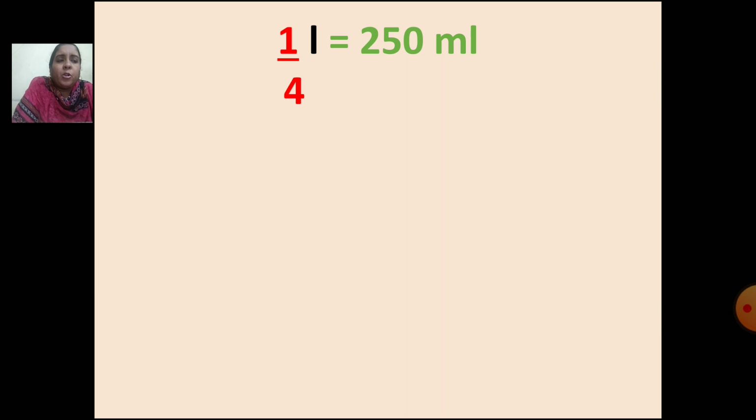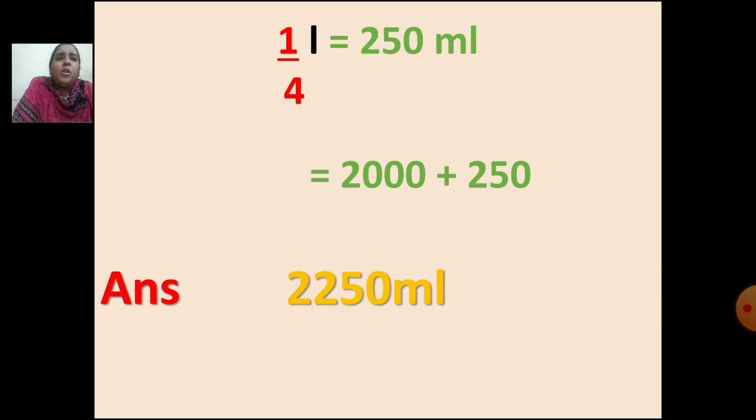And then what will you do? You will add 2000 plus this 250. And what answer will you get? Answer is equal to 2250 ml. That is, we have converted those liters into milliliters. So your answer is 2250 milliliter. Understood, children?